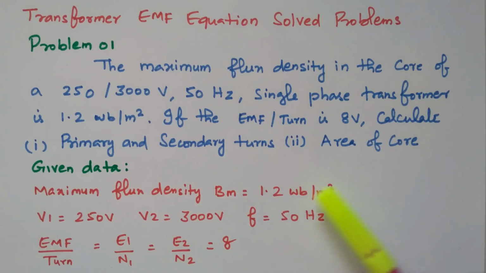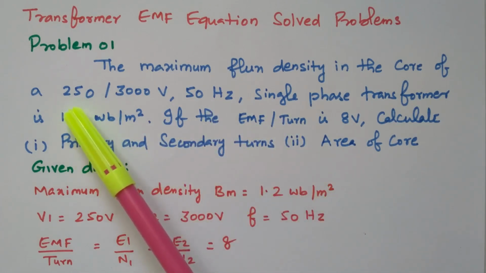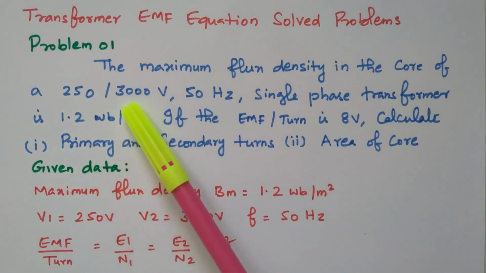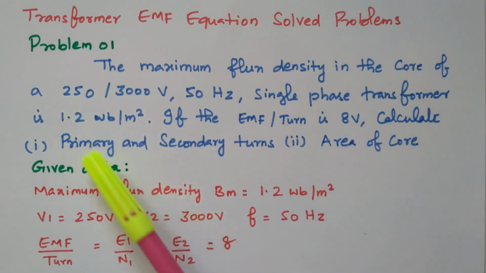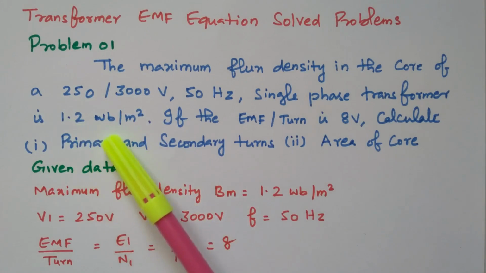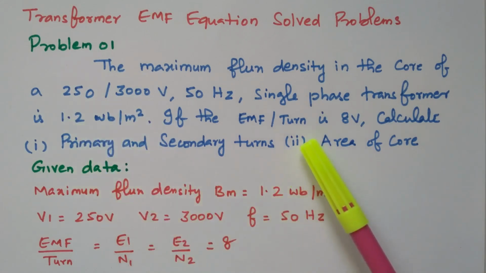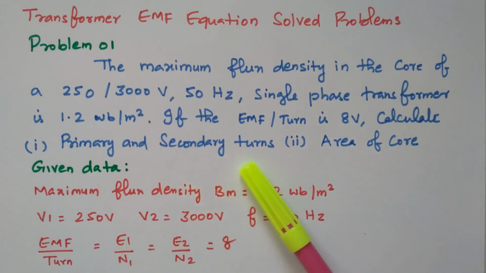So, this comes under the single phase transformer, the frequency is 50 Hz, the primary voltage is 250 and the secondary voltage is 3000. Flux density is 1.2 Weber per meter square. EMF per turn is also given, 8 volt. We need to find primary and secondary turns and area of the core.